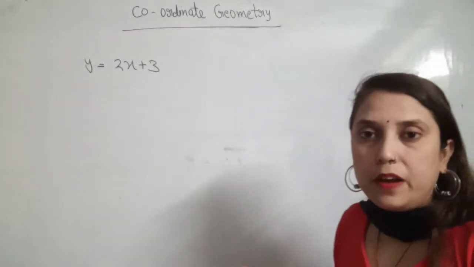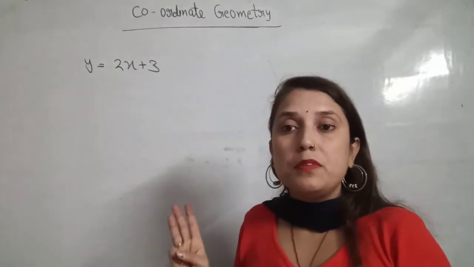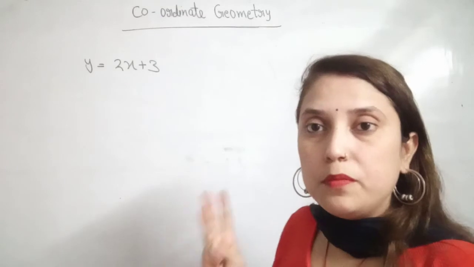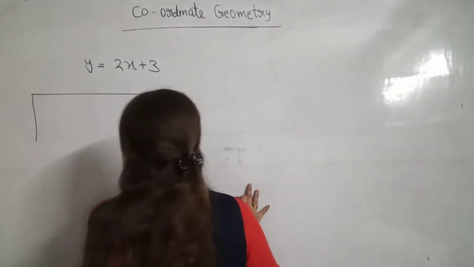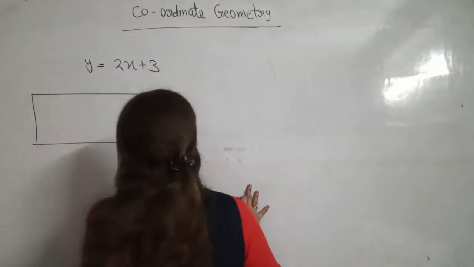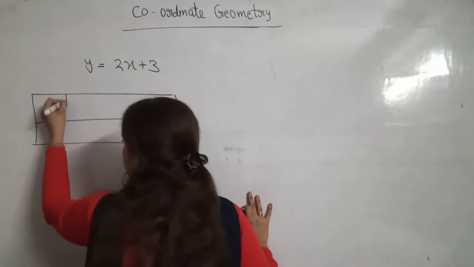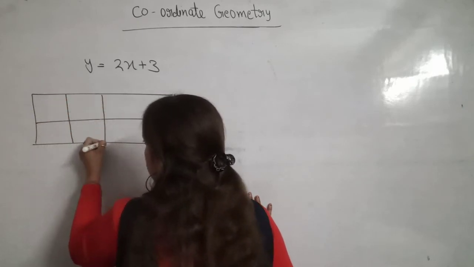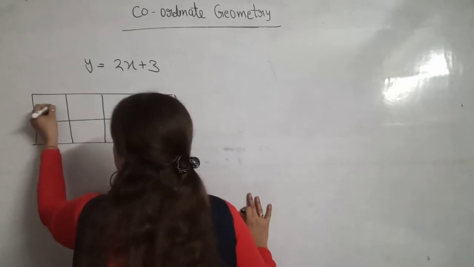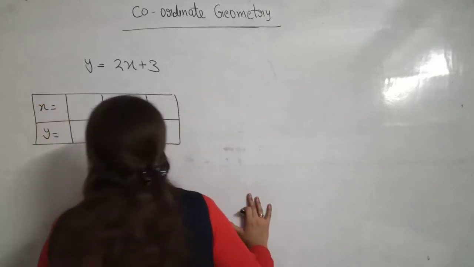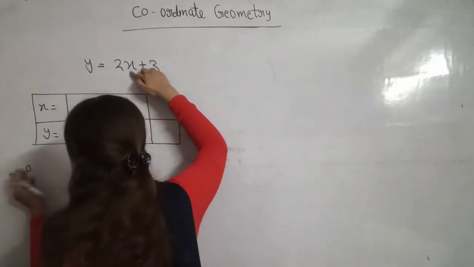So let's draw the graph. First we find the points of x and y. Minimum we will find 3 points. So first we draw the table for the values of x and y, minimum 3 values. So let's find the values of x and y.